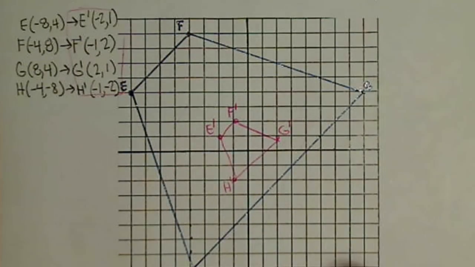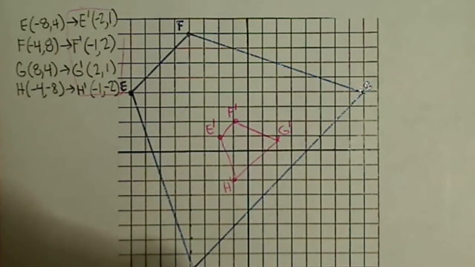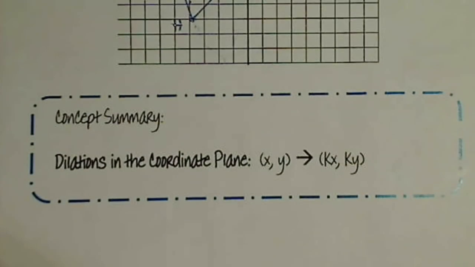So here's my new trapezoid. And you could see it is quite a bit smaller. How much smaller? It's 1/4 of the size of the original trapezoid. So remember, if you're dilating in the coordinate plane, just multiply each coordinate by the scale factor.